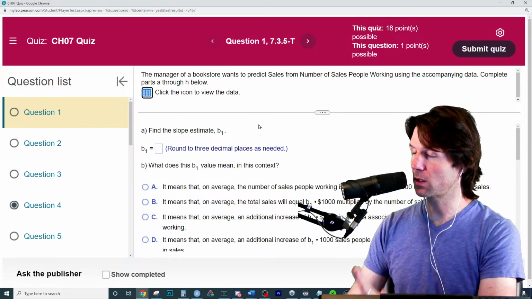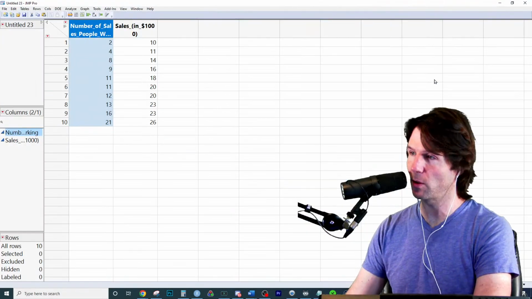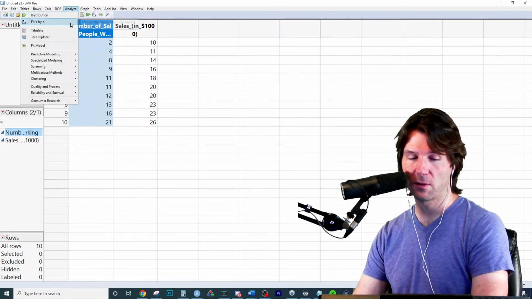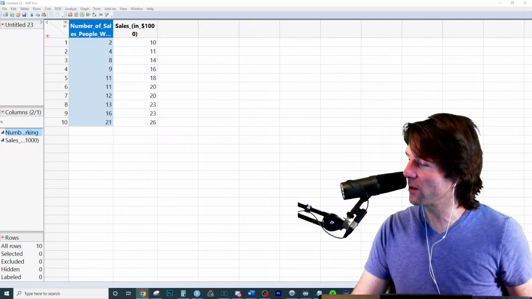Now that we have the data inside of JMP, make sure you followed the steps very carefully to get the data inside of JMP, which makes our lives way easier. Now you're going to go to Analyze, Fit Y by X. Blake's got it right there in the chat. Blake, thank you so much. We're dropping Blake another 5,000 points.